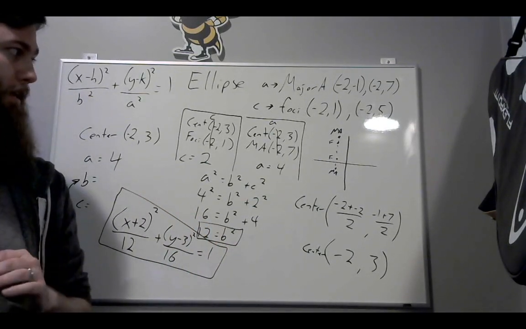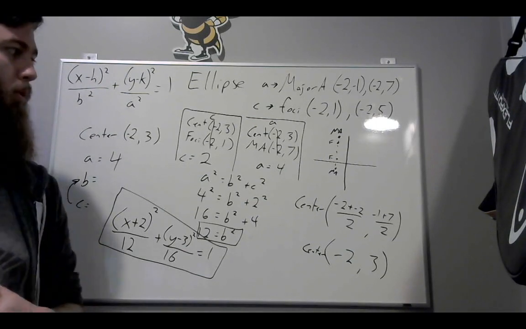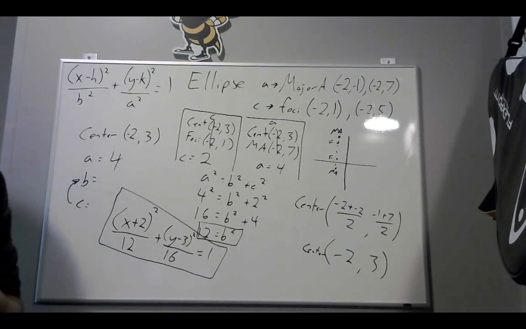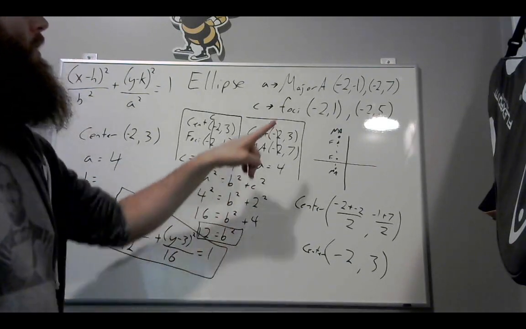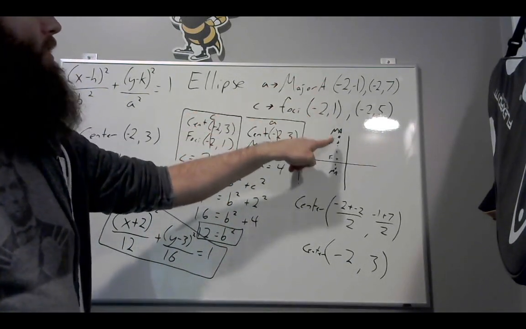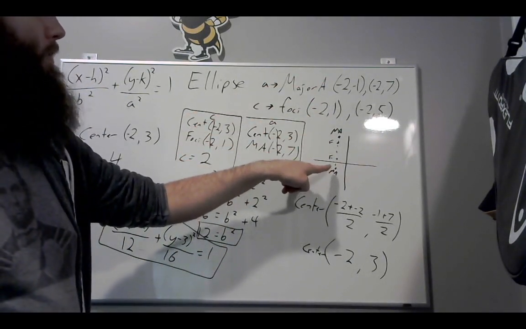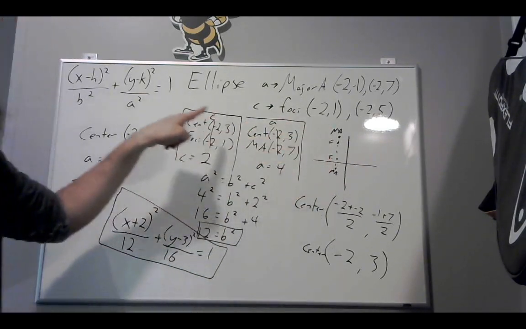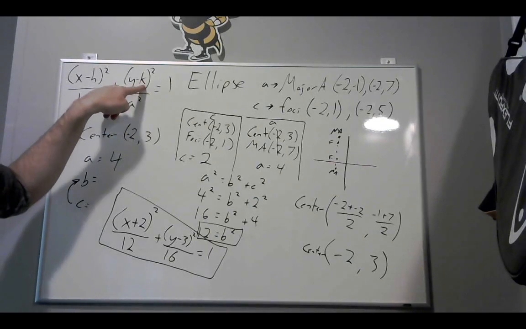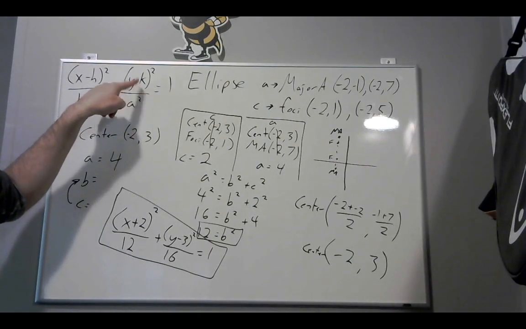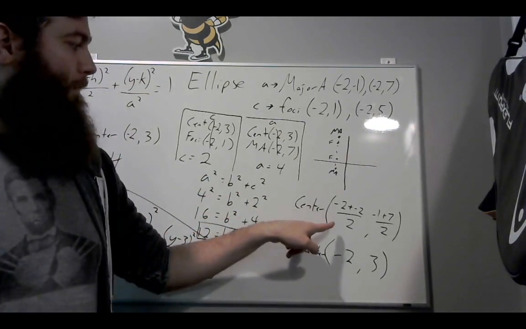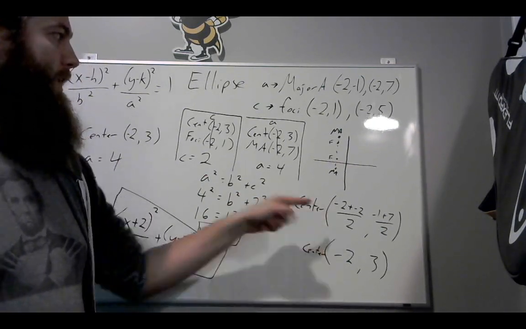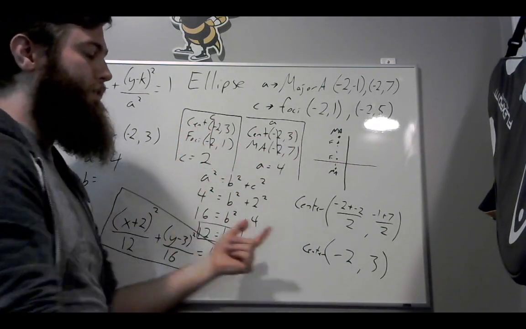So again, I'm just going to talk through it one more time, just so you have all this information. So we sketched our major axis and our focus endpoints. We saw that they were a vertical line. Because it was a vertical line, I knew that my a squared needed to be under the y squared, because vertical is y. The first thing I did was find my center, because I need my center to help me find other pieces of information.